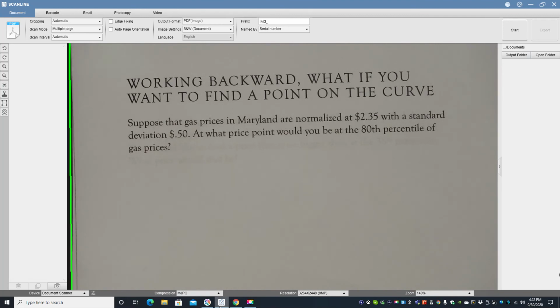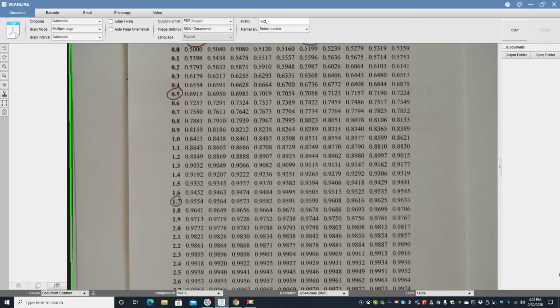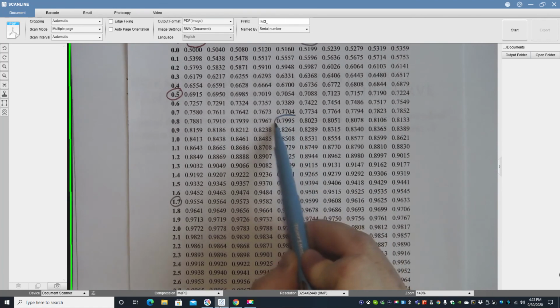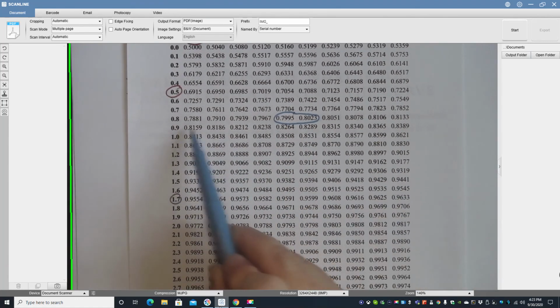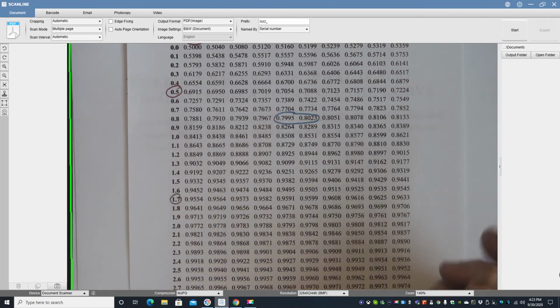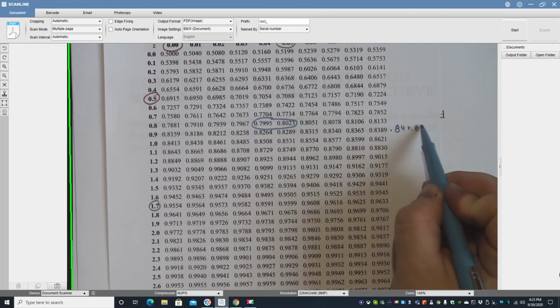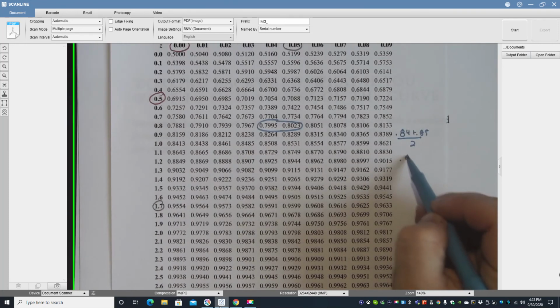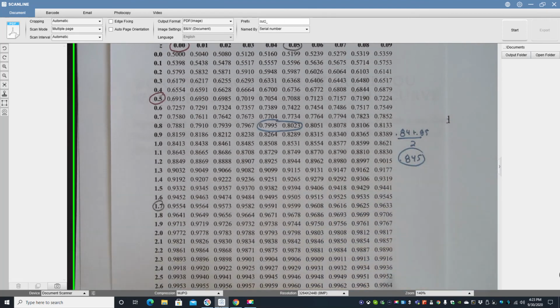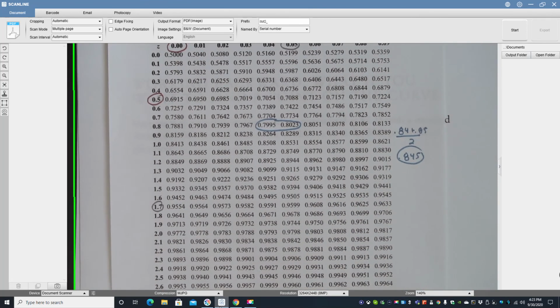What you'd have to do first is take your z-score chart and figure out which one is closest to 80%. So that's going to be on my positives over here. And I would have to look inside for the one that's closest to 80%. That would occur in between these two here. Those numbers are 0.84 and 0.85. So what I would want to do is take the average of those two, and I would get 0.845 as my z-score.